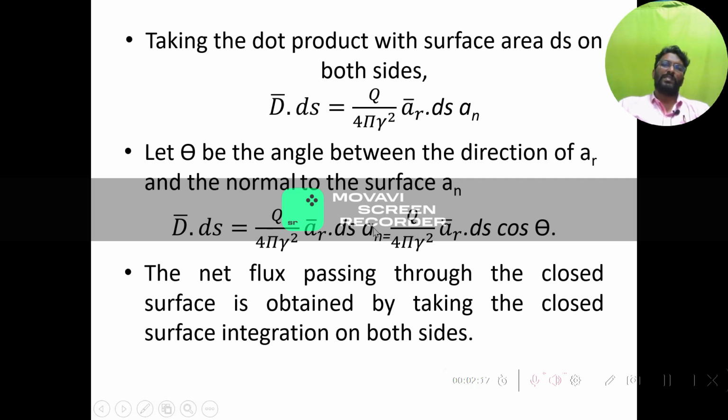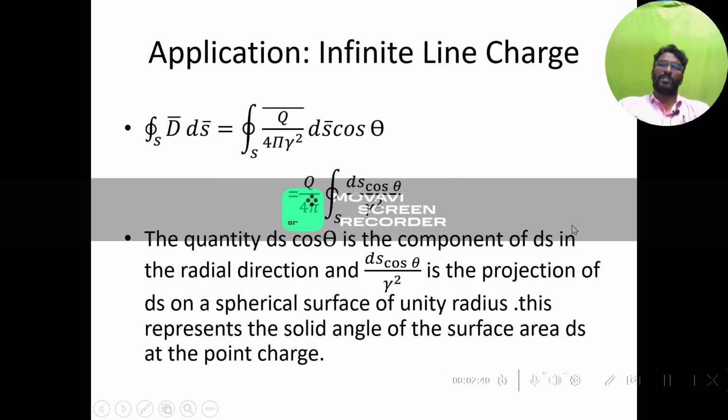So D bar dot dS is equal to Q by 4 pi r square ar bar into dS into an, which is equal to Q by 4 pi r square dS cos theta. Here the net flux passing through the closed surface is obtained by taking the closed surface integration on both sides. Why? Because the surface we are considering is a closed surface.